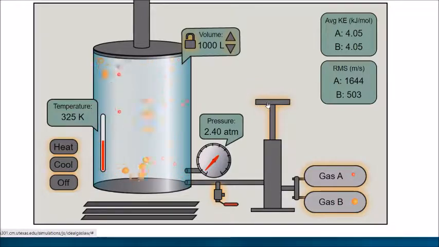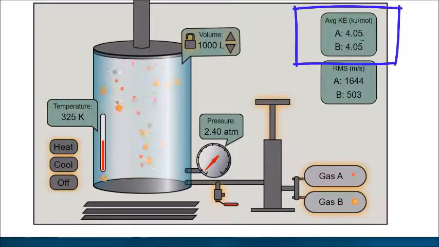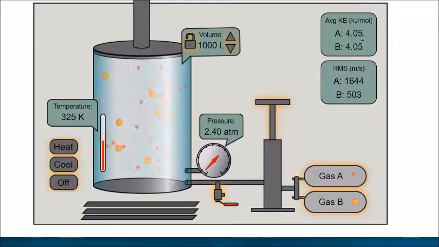Notice that gas B is a much larger molecule than gas A. But notice that their kinetic energies are the same. That's because they're the same temperature. So two things that have the same temperature are going to have the same kinetic energy.